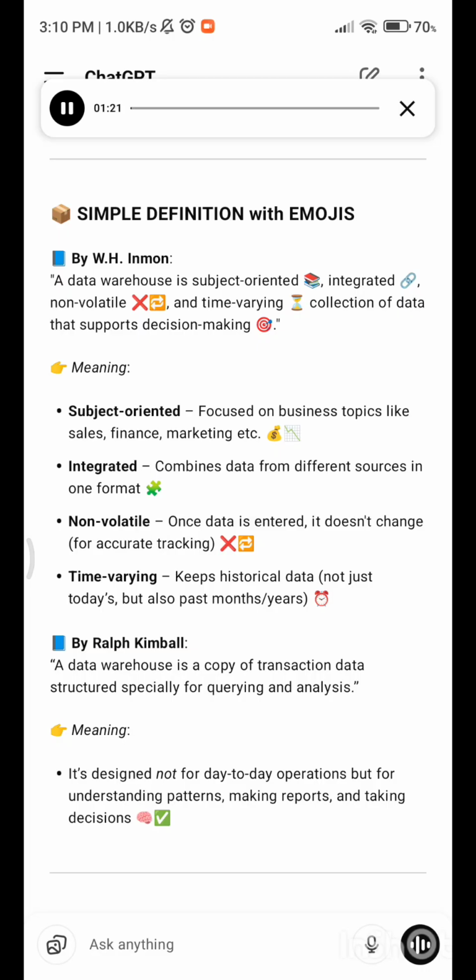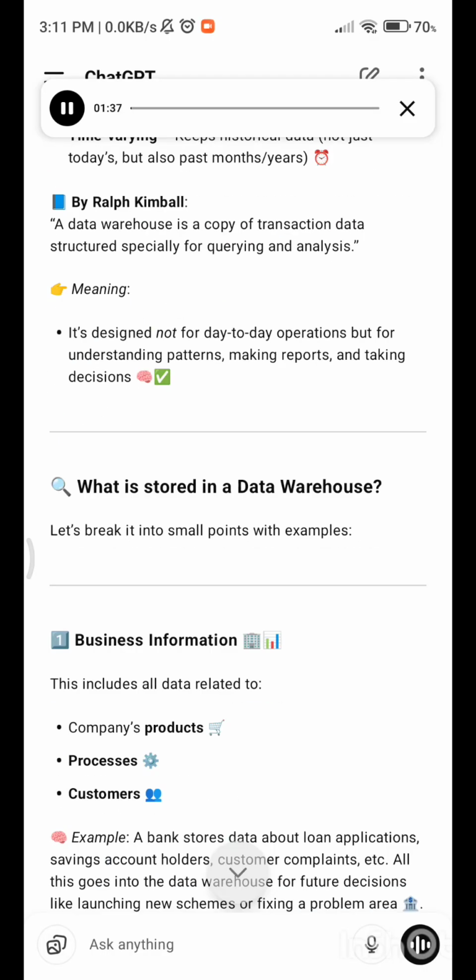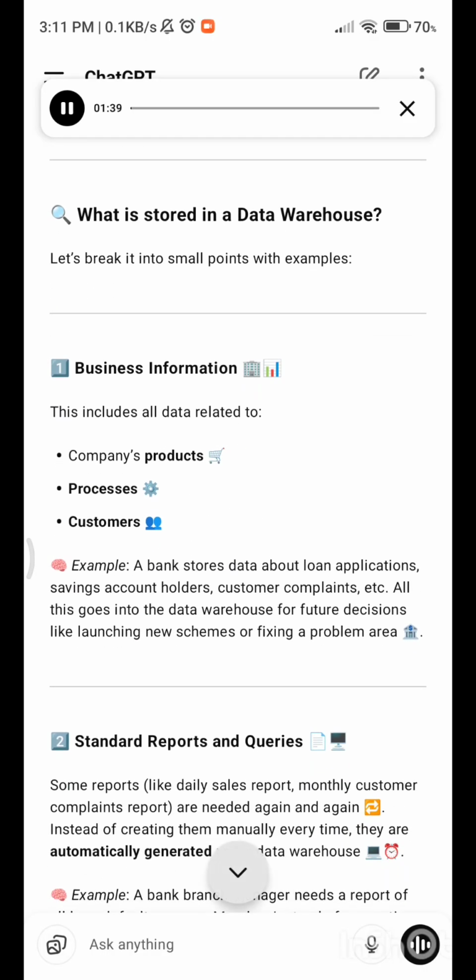By Ralph Kimball, a data warehouse is a copy of transaction data structured specially for querying and analysis. Meaning, it's designed not for day-to-day operations, but for understanding patterns, making reports, and taking decisions. What is stored in a data warehouse? Let's break it into small points with examples.